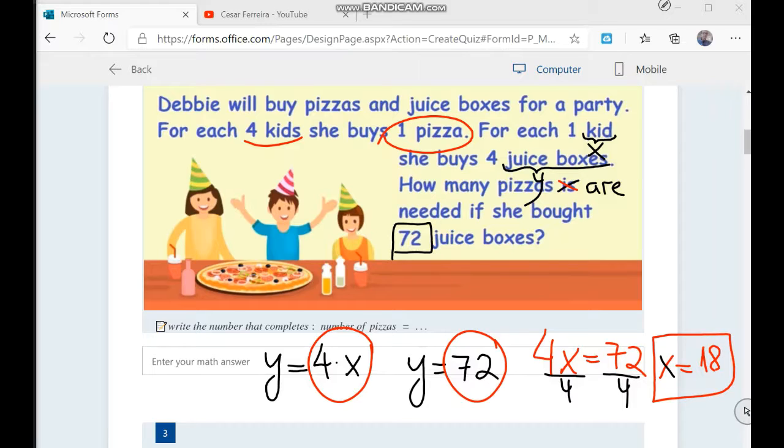So now we're going to divide 18. Let's do it here. 18 divided by 4. 18 divided by 4, you're going to find 4.5. This is how many pizzas you need.